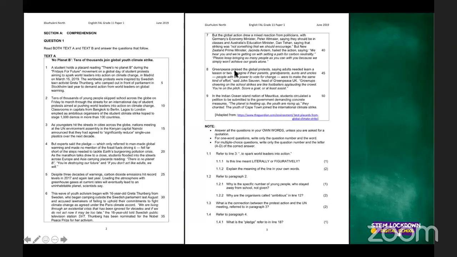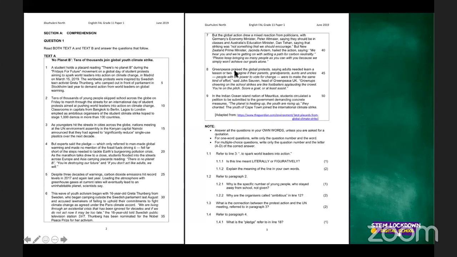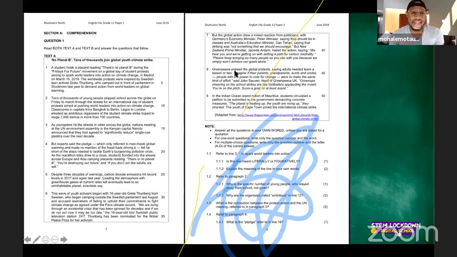Sure. So we are still skimming through our text A, and we are now on paragraph 8. It says, "Greenpeace praised global protest, saying adults need to learn a lesson." And then we go to paragraph 9. It says, "In the Indian Ocean island nation of Mauritius, students circulated a petition to be submitted to the government demanding concrete measures." So now we have skimmed through the entire text.